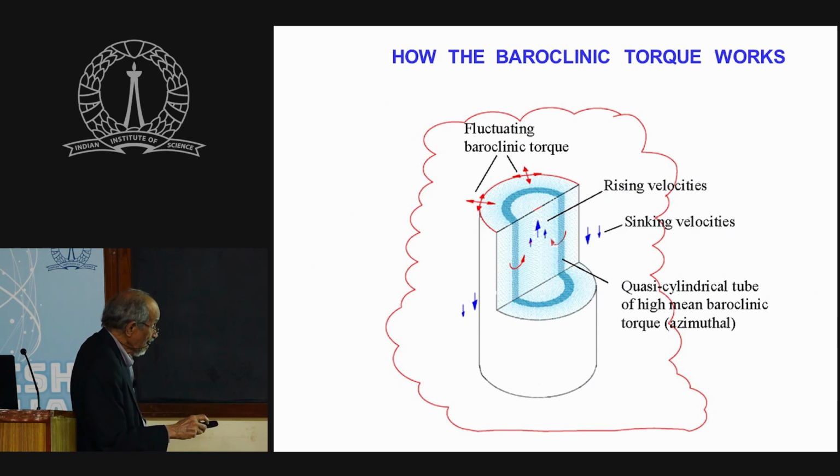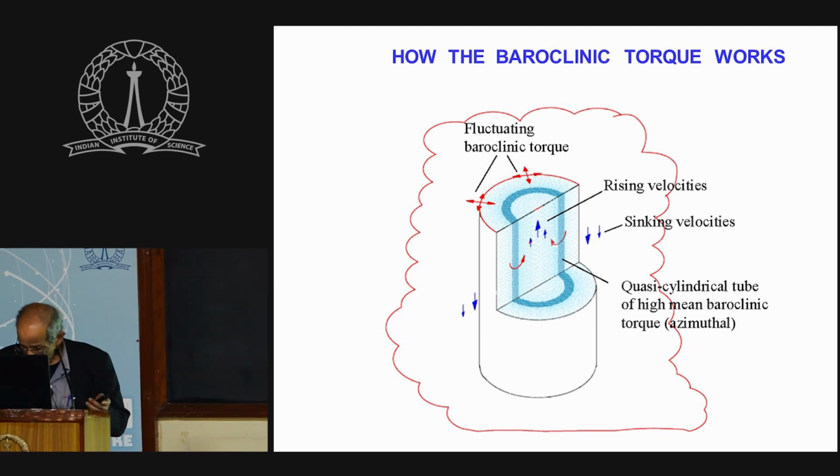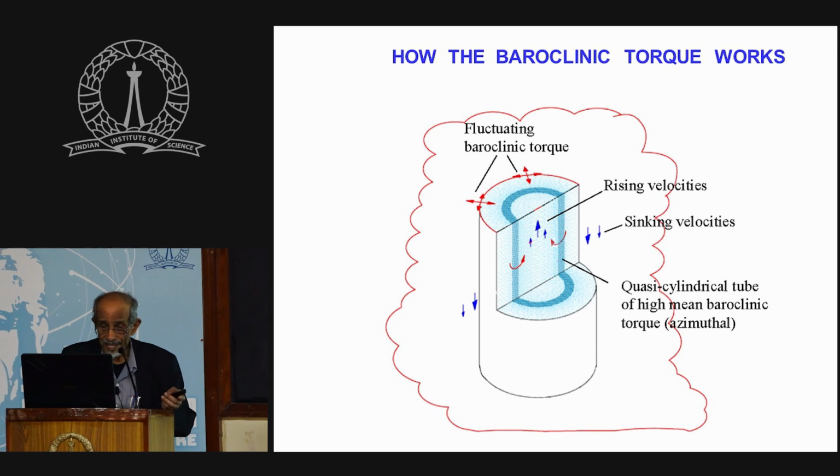So you have those rising velocities there and these rotations along the quasi-cylindrical tube with a high baroclinic torque. And there are sinking velocities on the outside, again because of that baroclinic torque. We operate in this way. Okay, this way, basically. So, that baroclinic torque has a great deal to do with the flow.